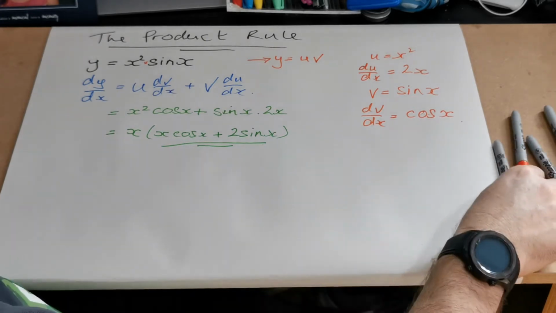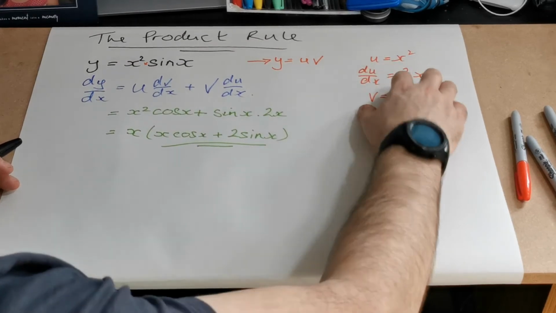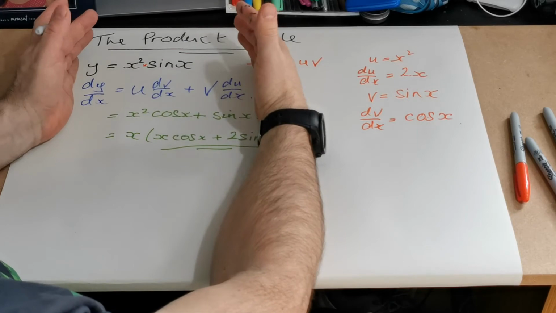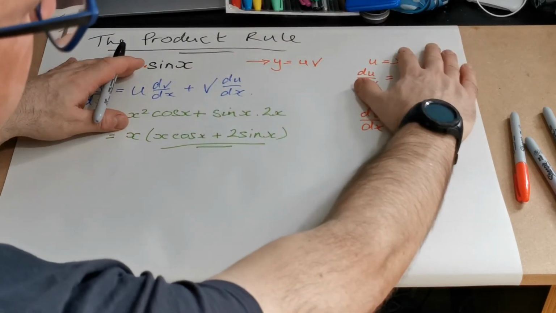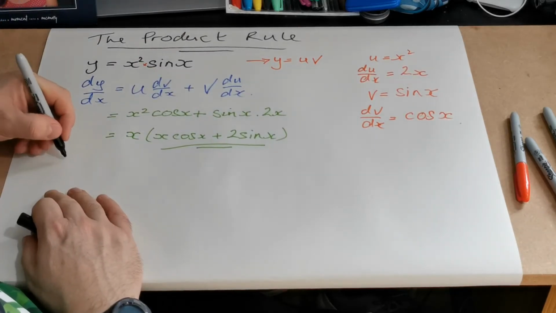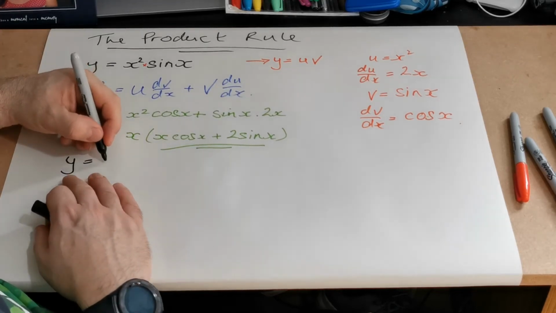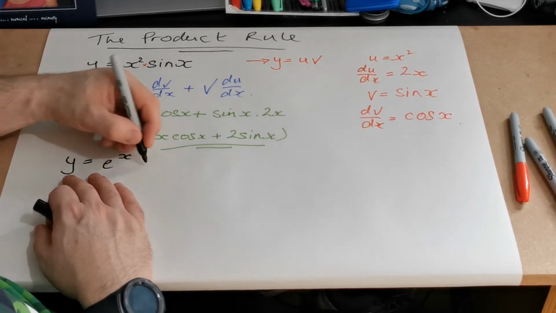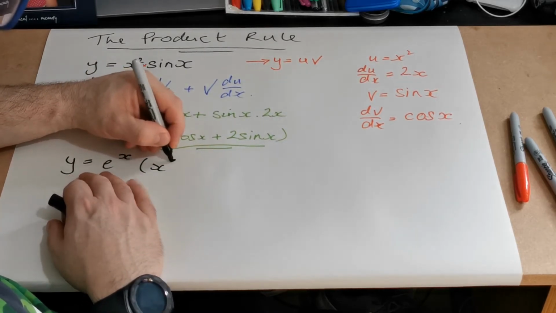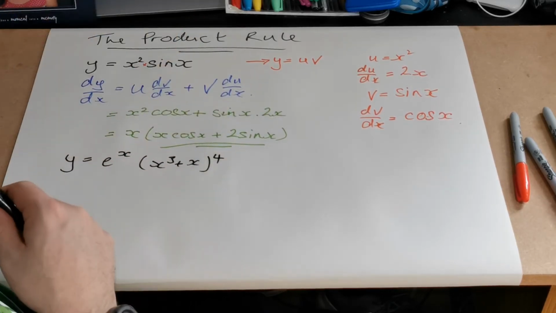Like I say, it's useful to have this side workings out going, and I really would recommend that you have an area where you do your main problem and a side area where you work out some more of the problem. Just let's have a look at something else. y equals e to the x times x cubed plus x to the 4.